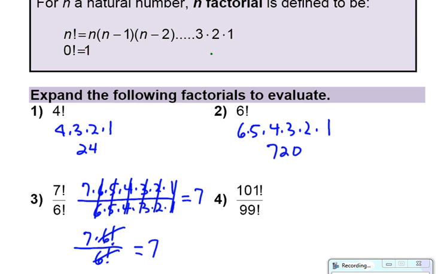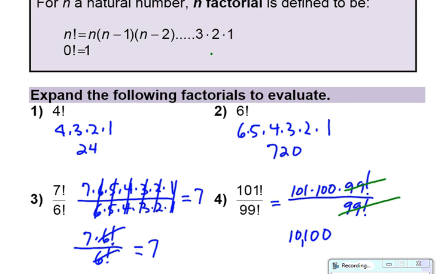So we're going to use this on this bigger one here. 101 factorial would be 101 times 100 times 99. Oh, and then I notice that it's got a factorial there, so I'm going to stop. I'm going to write the factorial, which means it keeps going. And then down here I have 99 factorial. So those 99 factorials all cancel out, and I end up with 101 times 100, so 10,100.